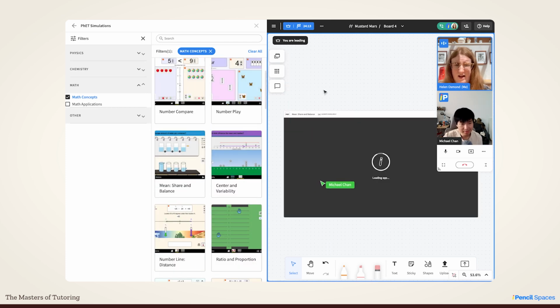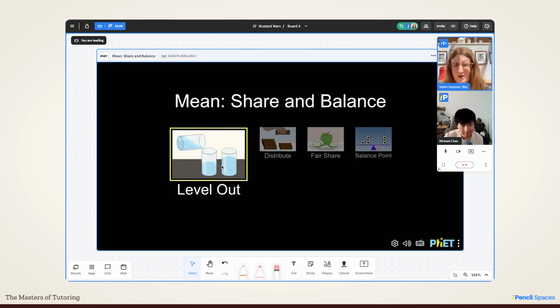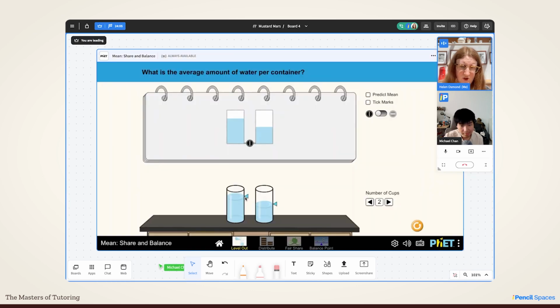So in here I am dropping in an average situation. So here is a level. So I've got 2 different levels, and that's bringing it down to be the same amount. I can physically move them around. I can get Michael to move them around. He can click in and move them.